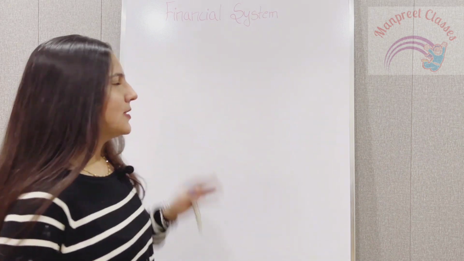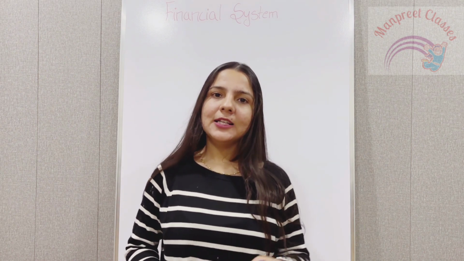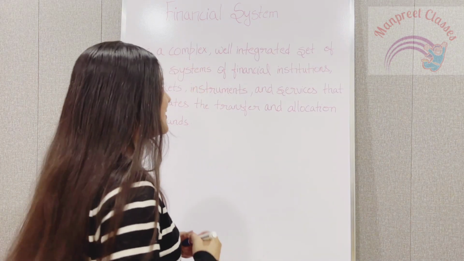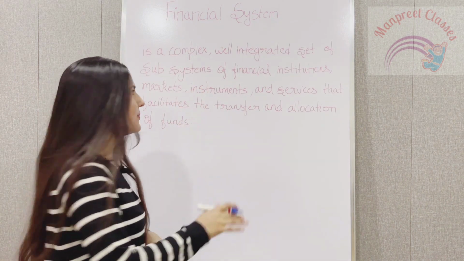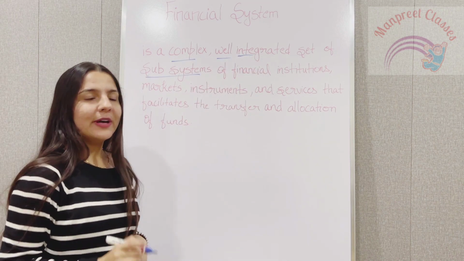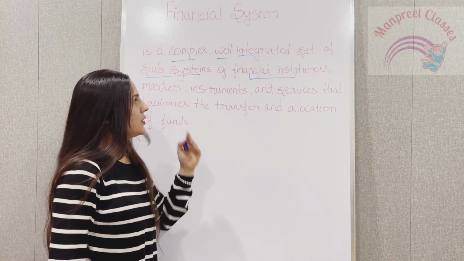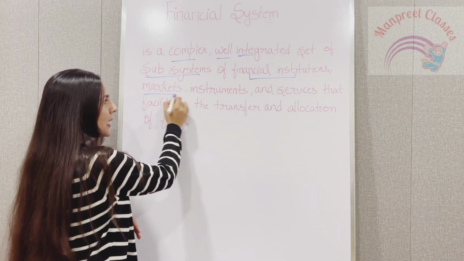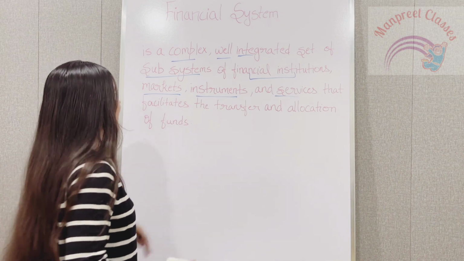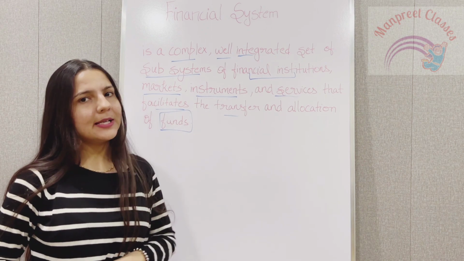And our first topic is financial system. So first of all, we will learn what is financial system and then we'll further elaborate it. So let's start. What is financial system? Financial system is a complex, well integrated set of subsystems of financial institutions. So what does financial system include? It includes financial institutions, markets, instruments and services. Now what do they do? They help us to facilitate the transfer and allocation of funds effectively and efficiently.